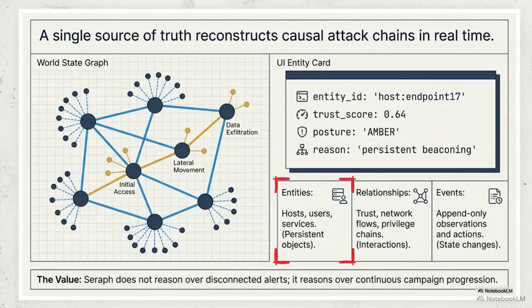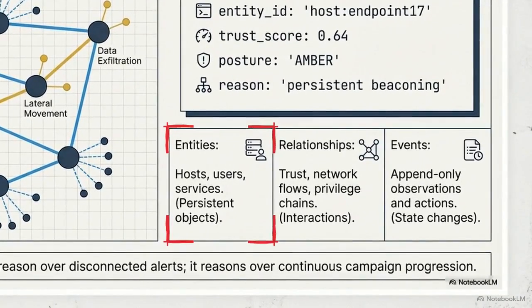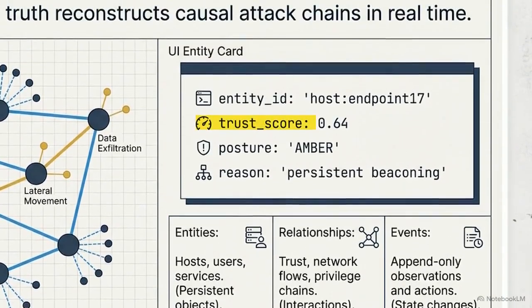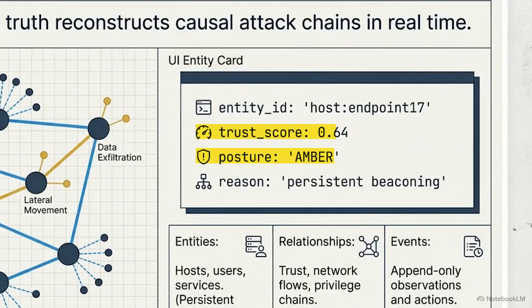As the graph evolves, persistent objects like hosts and users are continuously updated. Here, the UI entity card shows a degraded trust score and an amber posture for a specific endpoint, dynamically adjusted based on a history of persistent beaconing.